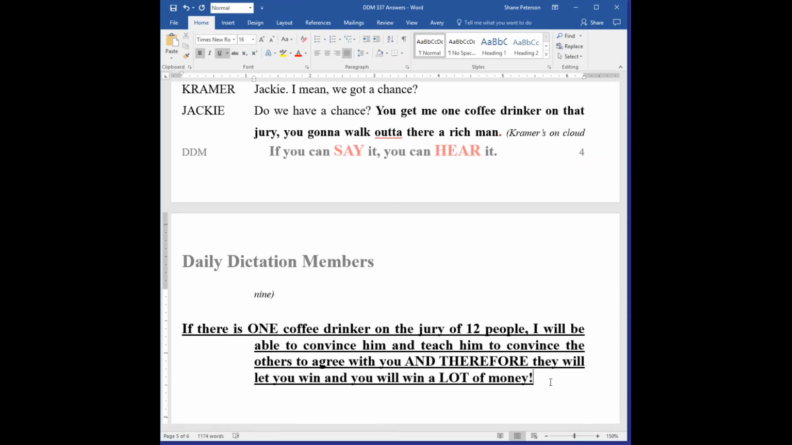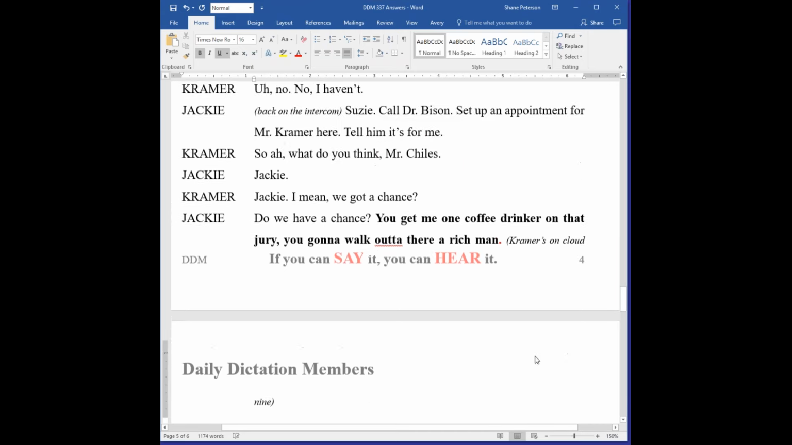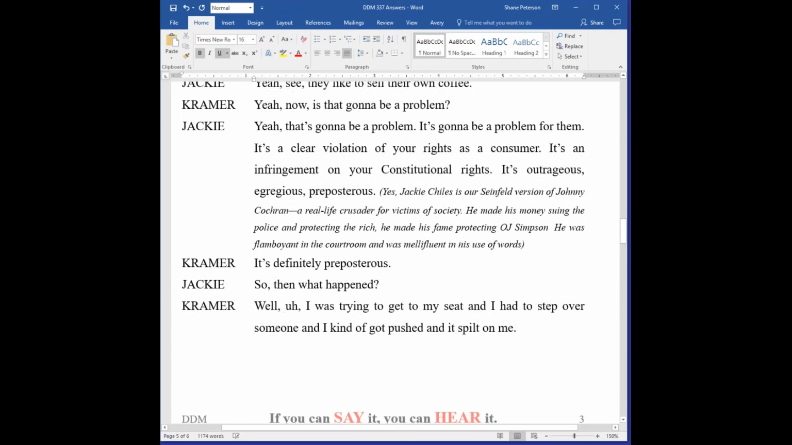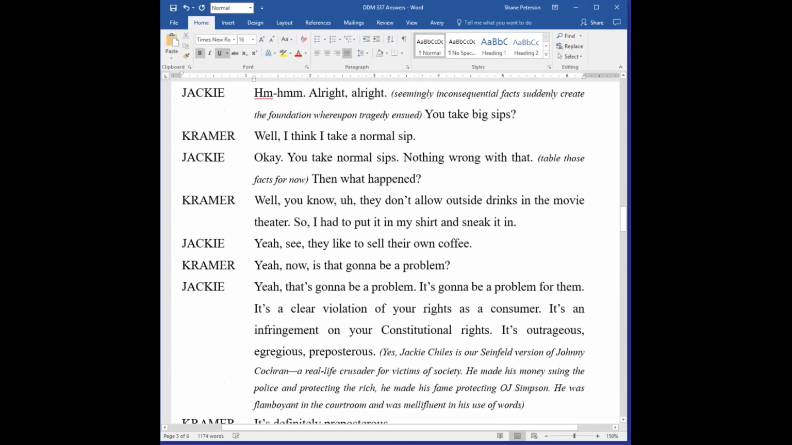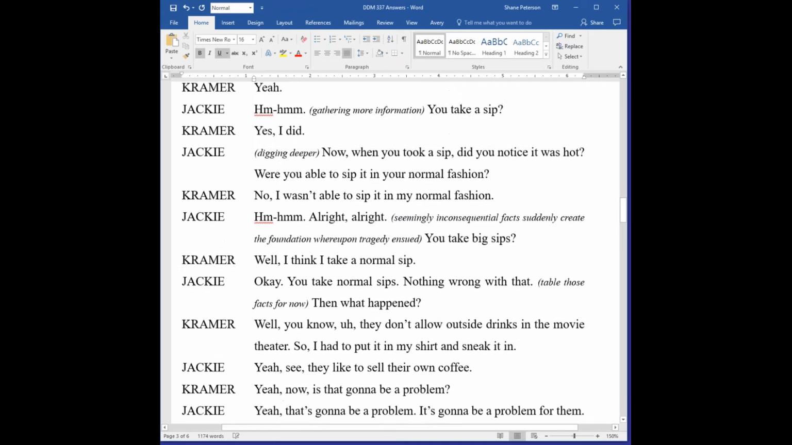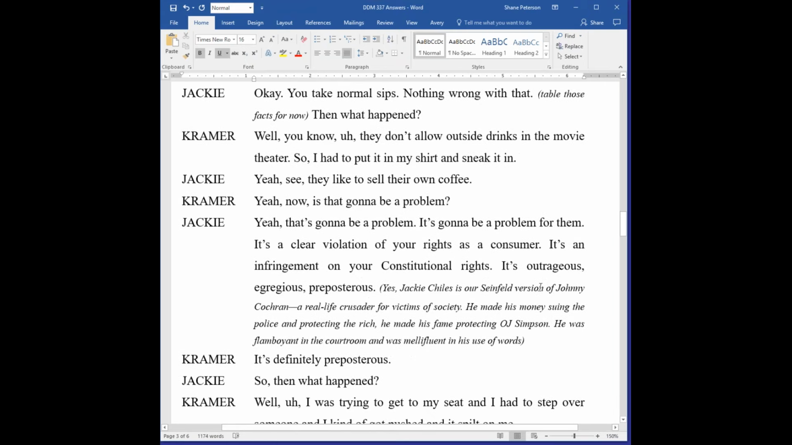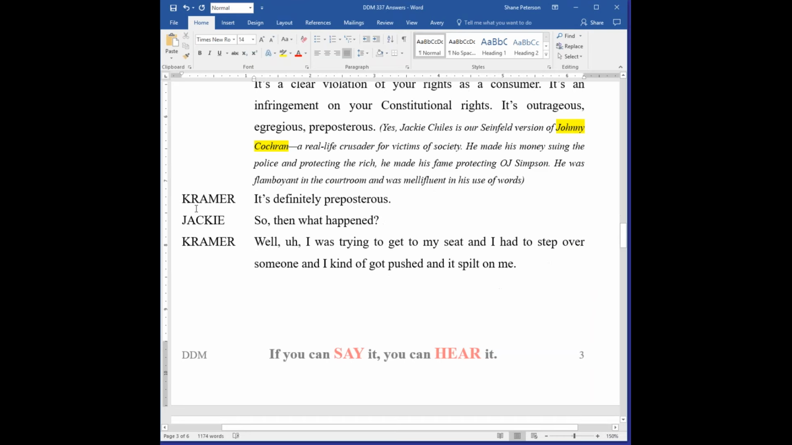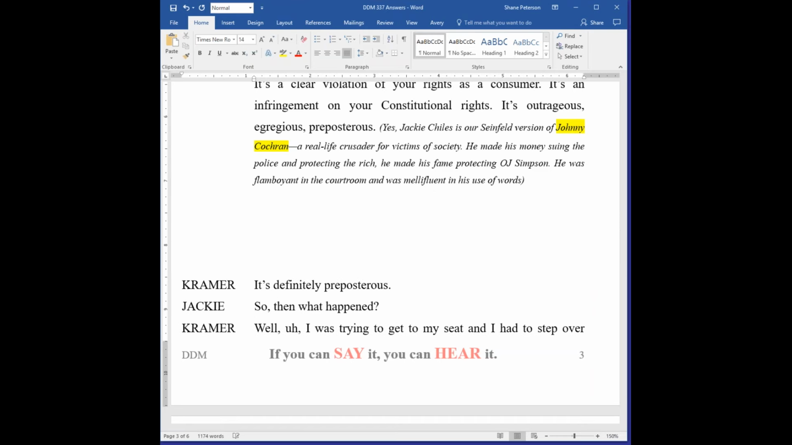Okay. And one more question. Above that page, I'd like to ask about who that is. Real person, Jackie. Yeah, here we go. Johnny Cochran. I wonder if he's a good guy or a bad guy. There is some contradiction in the explanation. He's a crusader for the victims of society, but he makes money. Blah blah blah. So I'm confused.